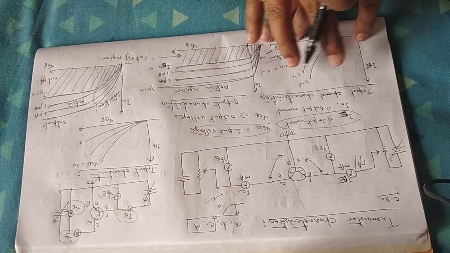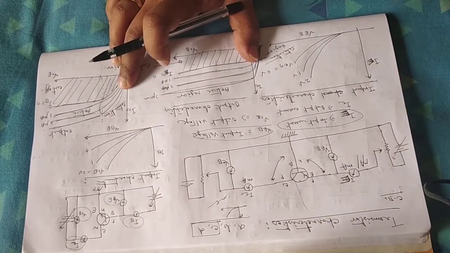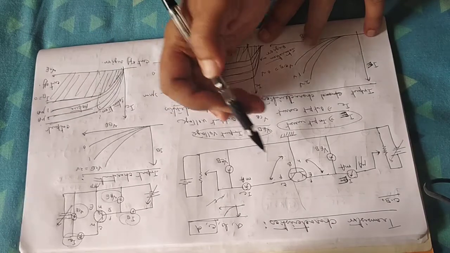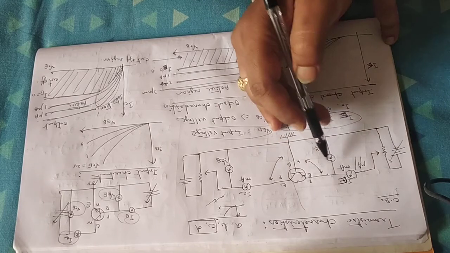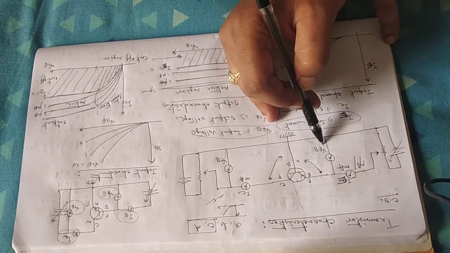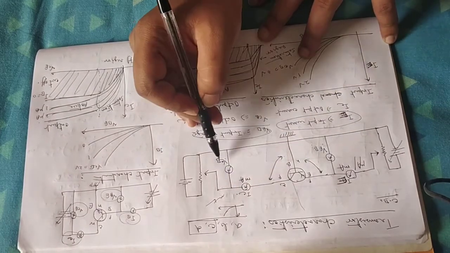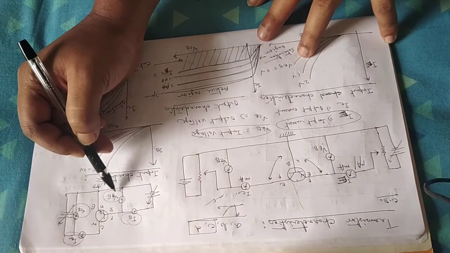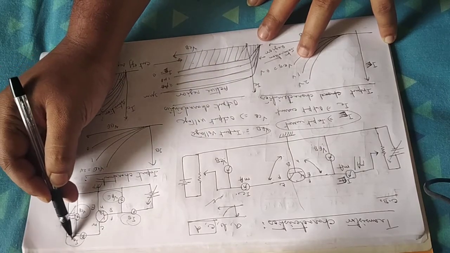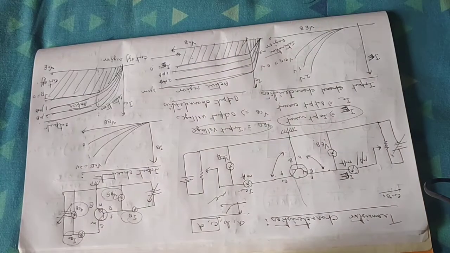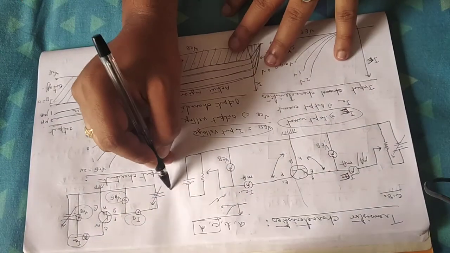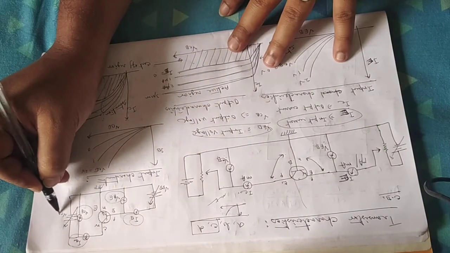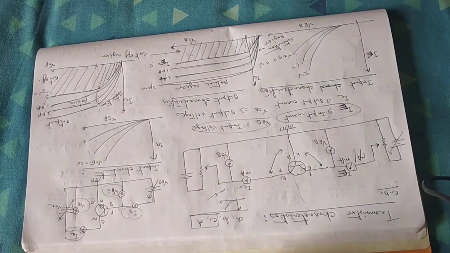So in this whole page you will see at once the two configurations, common base and common emitter. In the common base configuration, the input current is IE, input voltage is VEB, output current is IC, output voltage is VCB. Here the input current is IB, input voltage VBE, output current is IC, output voltage is VCE. And this battery will be called the base battery VBB. This is collector battery VCC, and these are variable. You can change the values.